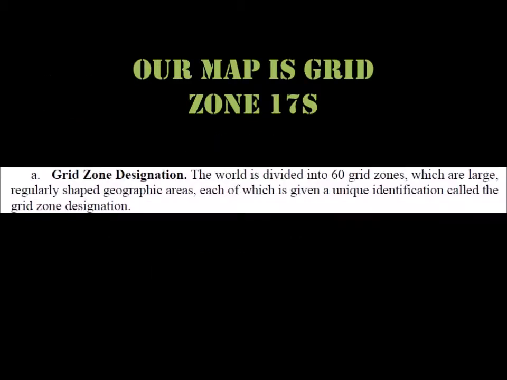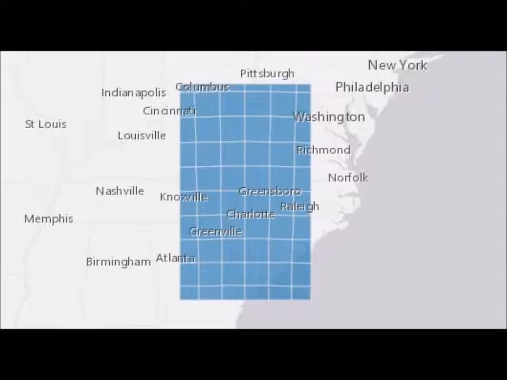Unlike latitude and longitude, the military grid reference system uses 60 grid zones, which covers the entire Earth, and we are working out of grid zone 17S, which is the first part of a set of coordinates, as you will see later on. This is a visual reference of grid zone 17S. It's not drawn to scale, but it gives you an idea of the amount of area that one grid zone of the military grid reference system would cover.